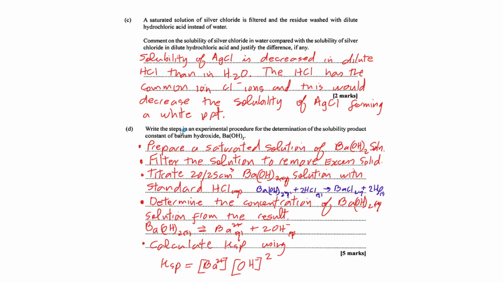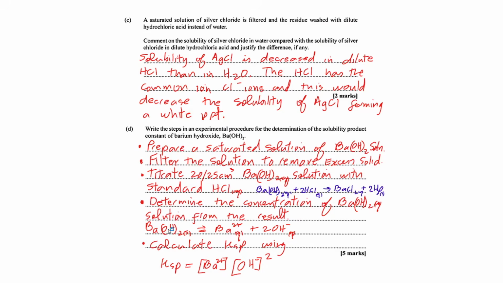Part D. Write the steps in an experimental procedure for the determination of the solubility product constant of barium hydroxide. First, you would prepare a saturated solution of barium hydroxide solution. You would then filter the solution to remove the excess solid. After that, you would titrate about 25 or 20 cm cube of the barium hydroxide saturated solution with standard hydrochloric acid. And this is an equation showing the reaction between the barium hydroxide and hydrochloric acid to produce salt and water. After that, you would then determine the concentration of barium hydroxide solution from the result.